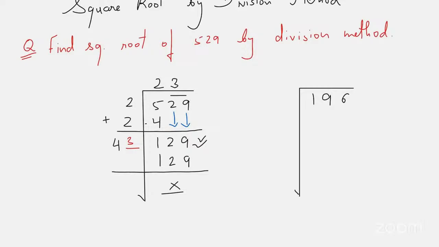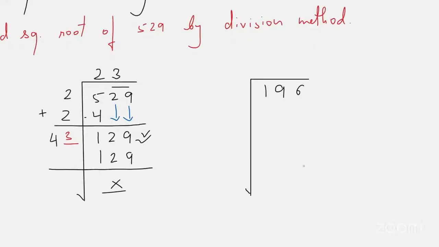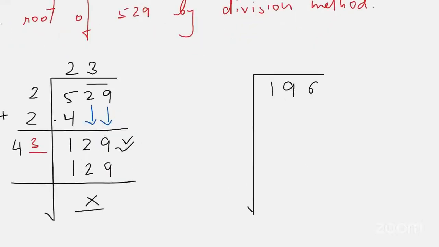So I will solve it now. I told you that the first step is we will make pairs from the right hand side. So 96 is one pair and 1 is one pair. Step 1, make pairs. Step 2 is, because 1 is a single number now, I will start solving from the left side. Pair you make from the right side, solve you will do from the left side.